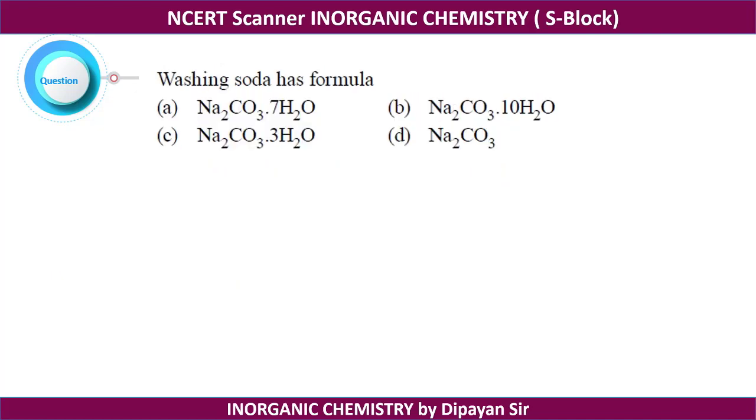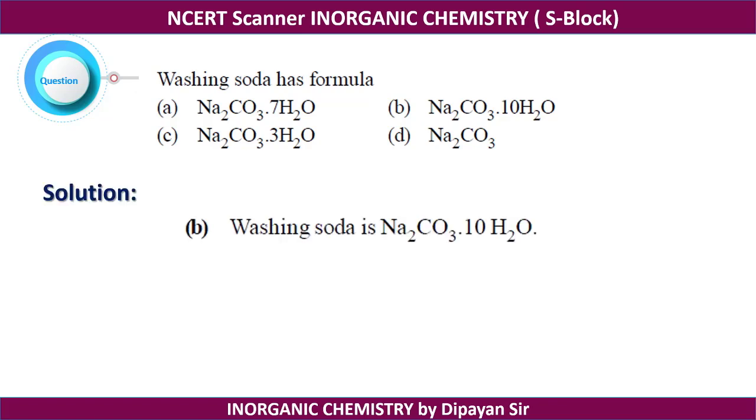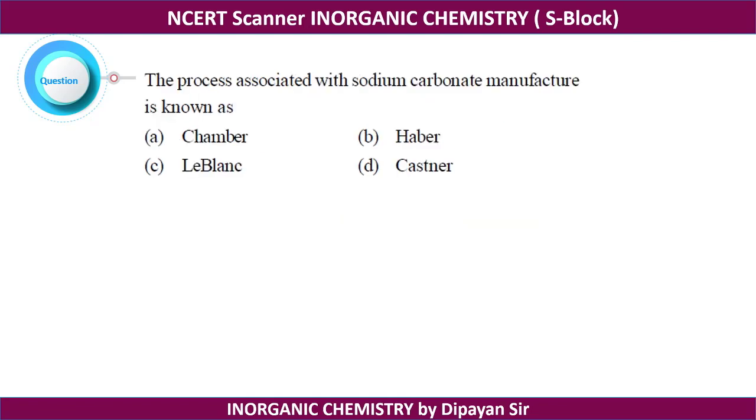In question number 19, washing soda has formula. So the correct option for this question is option B, washing soda is Na2CO3.10H2O. In question number 20, the process associated with sodium carbonate manufacture is known as, and the correct option for this question is option C, that is Leblanc process.